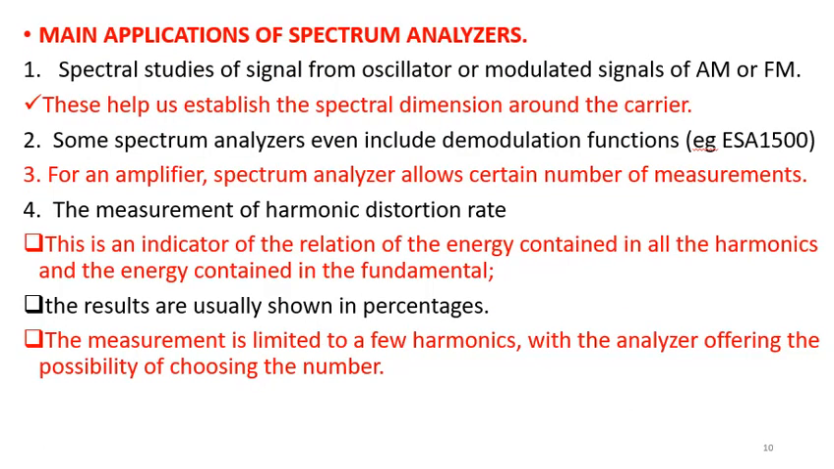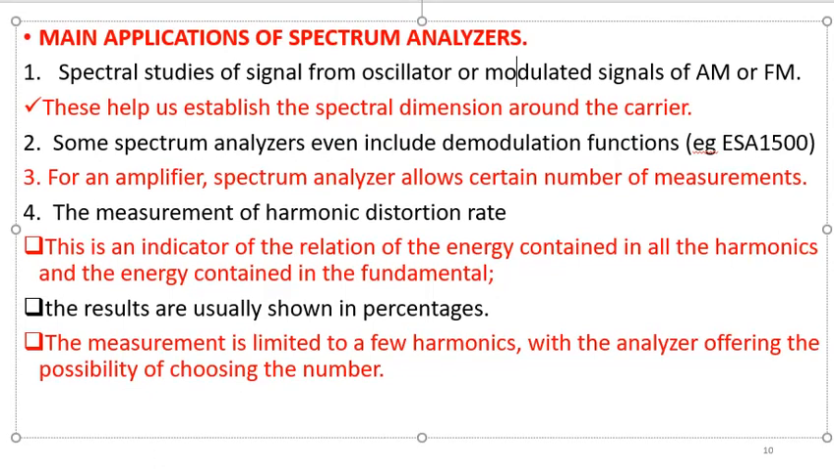Now, what are the major areas where we apply spectrum analyzers? We have different areas. The first one, we use spectrum analyzers to carry out spectral studies or spectral analysis of oscillators. That is, to know the amplitude of the signals in an oscillator at different frequencies. And sometimes it can even analyze the spectral qualities or behaviors of modulated signals like AM, that is amplitude modulated signals, or FM, frequency modulated signals.